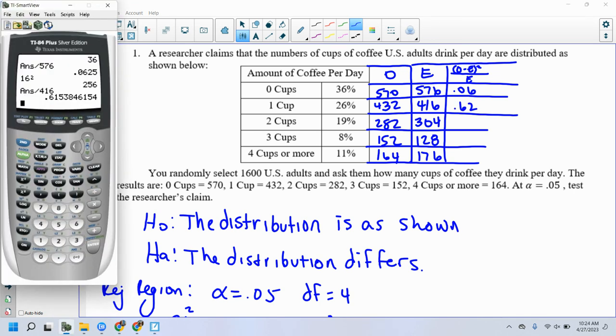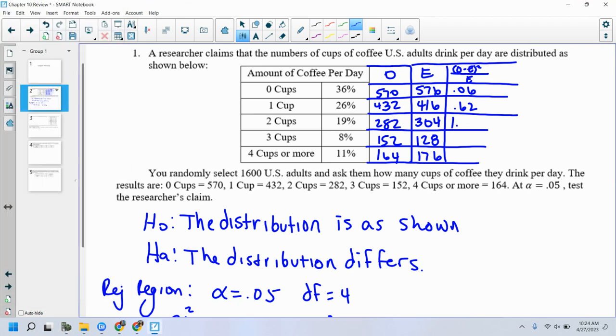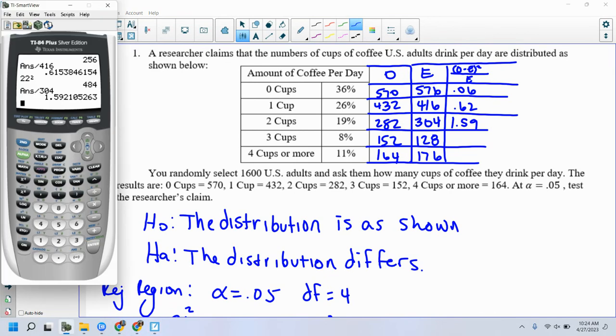304 minus 282, 418, 22. 22 squared divided by 304 is 1.59. 128 and 152. What's the difference there? 24. 24 squared divided by 128.